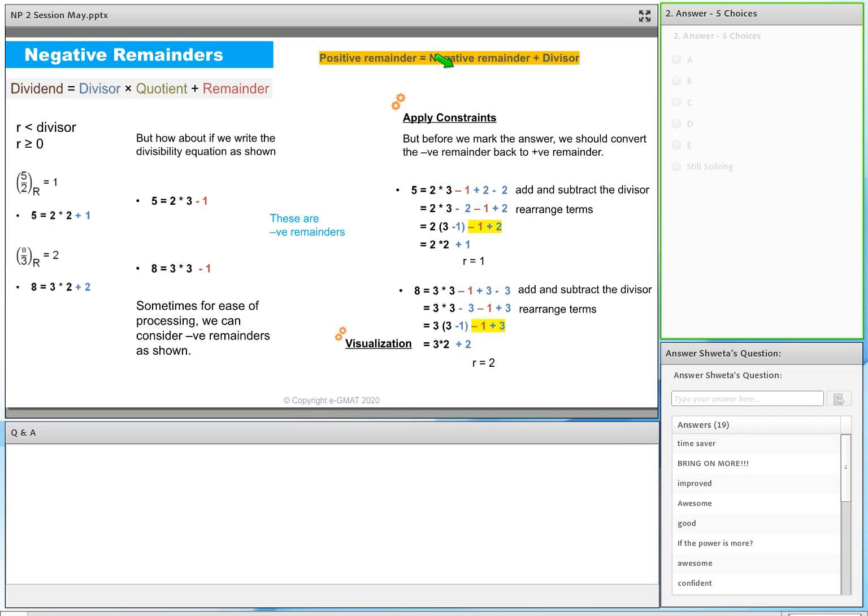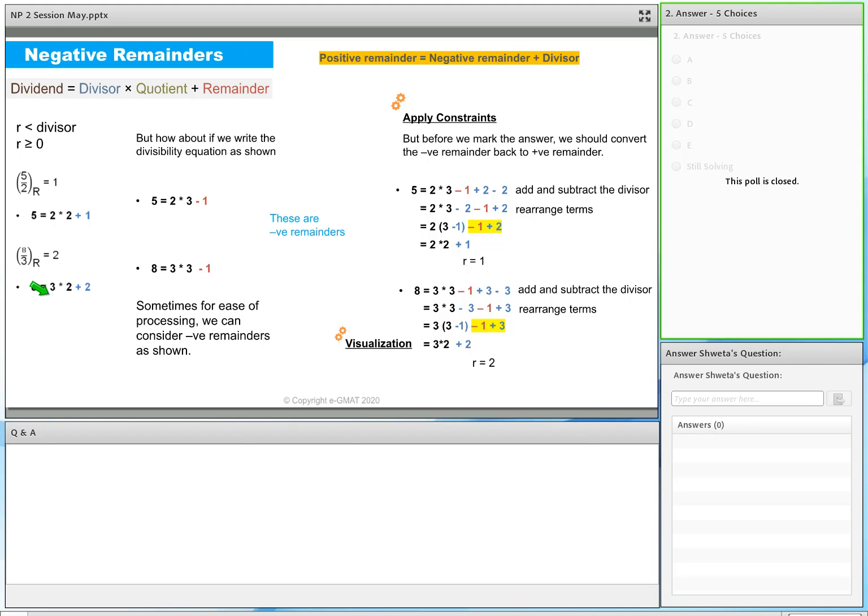Now, same story we've done here for the 8 case. Start with the negative DNR equation, add and subtract the divisor to it, rearrange your terms, and you're going to get the positive DNR equation. This now is a very powerful tool. I already told you how it's going to help you with large powers. Let's try this in action with a question. That is when you'll truly be able to appreciate this.